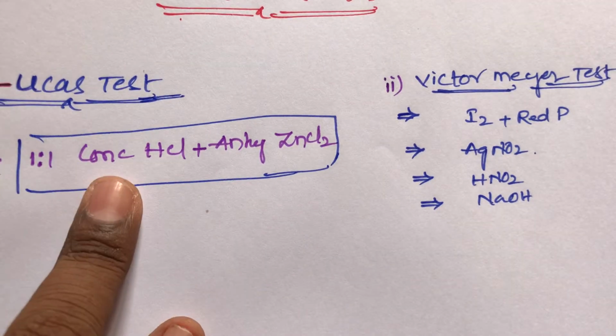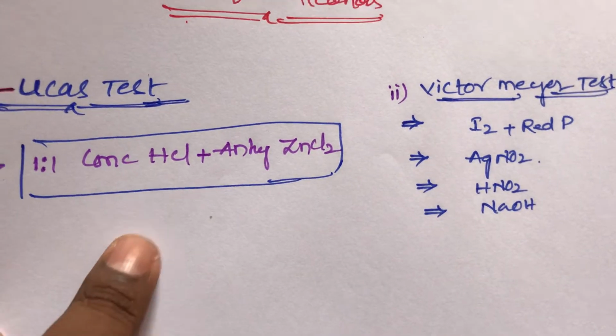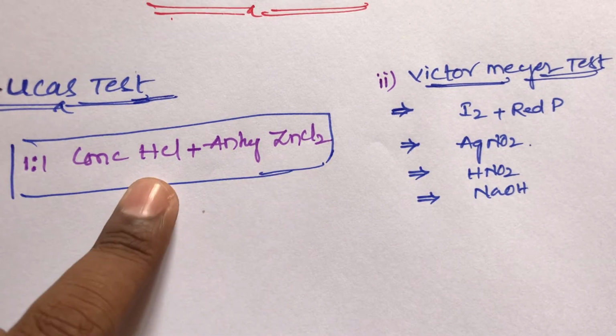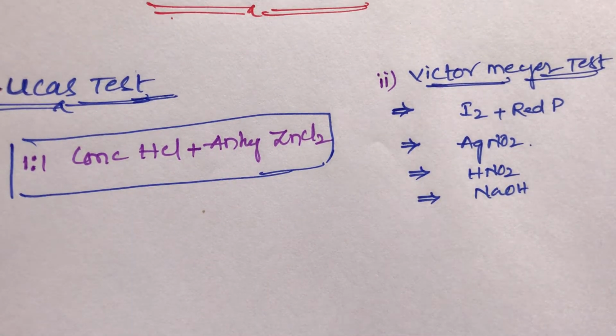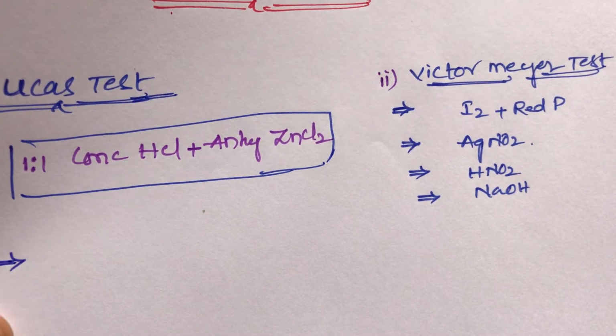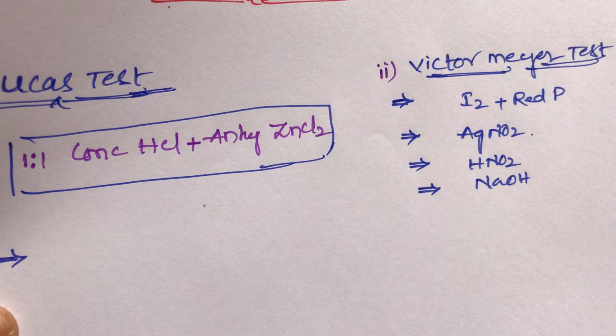But the Lucas reagent is only a two-step reaction: first anhydrous ZnCl2 is added, then hydrochloric acid is added. So this is the simple trick. Lucas reagent is used for identification of primary alcohols, secondary alcohols, and tertiary alcohols.